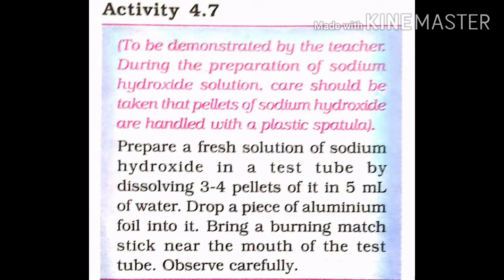Reaction with bases. Let us learn the reaction of metals with bases by an activity. Activity 4.7. Prepare a fresh solution of sodium hydroxide in a test tube by dissolving 3 to 4 pellets of it in 5 ml of water. Drop a piece of aluminium foil into it. Bring a burning matchstick near the mouth of the test tube and observe carefully.